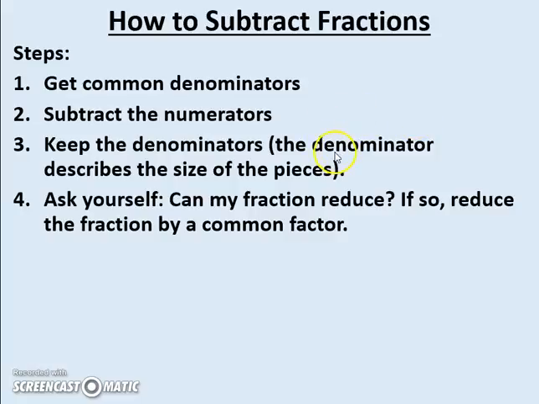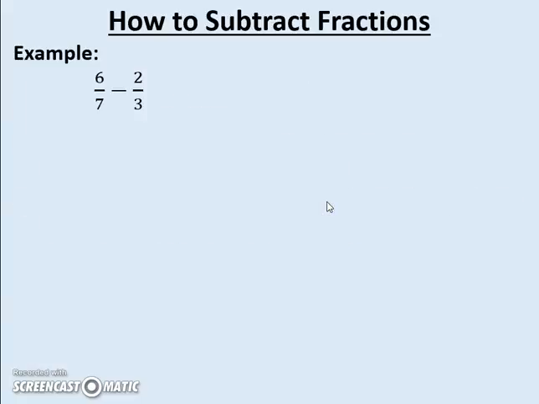Let's now look at how to subtract fractions. Our steps are to get common denominators, subtract the numerators, keep the denominator the same, the denominator describes the size of the pieces, and ask ourselves, can our fraction reduce? And if so, reduce the fraction by a common factor. So let's look at our example. We have 6/7 take away 2/3.